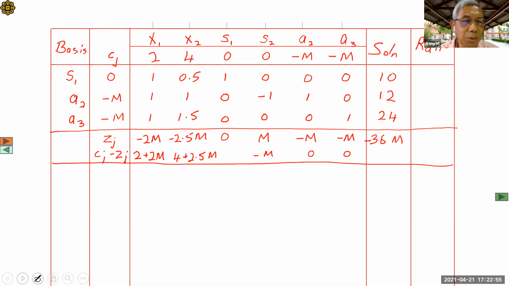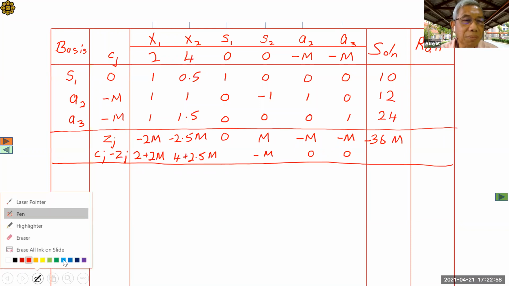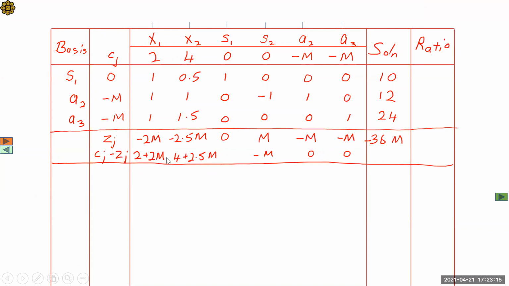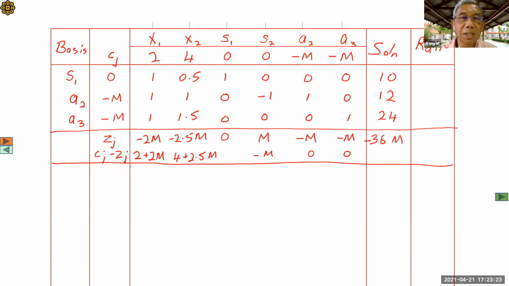Okay, now as usual, we are going to find the pivot column. How to find the pivot column? Find the largest net evaluation index. Let's say M is 1 million. 4 plus 2.5M is the largest net evaluation index, Cj minus Zj. So let me mark. Okay, this is the largest, so this is the pivot column.